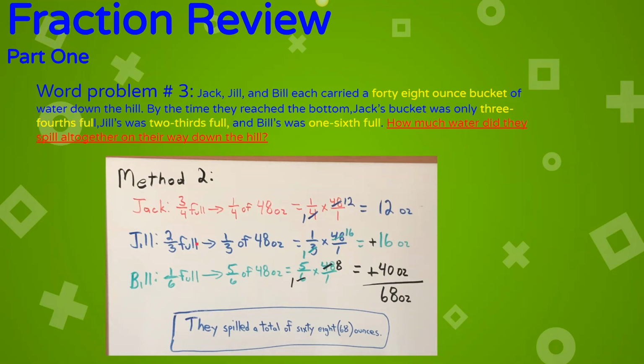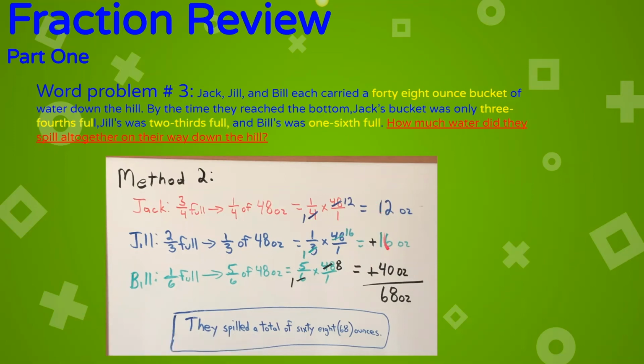Jill, 2/3 was full. That means she spilled 1/3. Let's find out what she spilled. 1/3 of 48 ounces. 1/3 multiplied by 48. Simplify again, and you should have got 16 ounces. Finally, Bill, if he was 1/6 full, that means he spilled 5/6 of 48 ounces. 5/6 multiplied by 48, we can still simplify, and we wind up with 40 ounces spilled by Bill. So we add again, and we wind up with our 68 ounces, the same total. They spilled a total of 68 ounces.